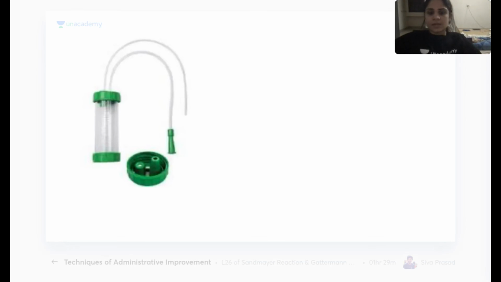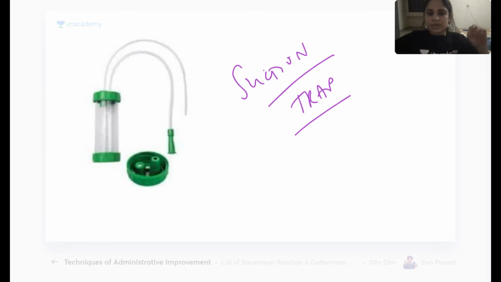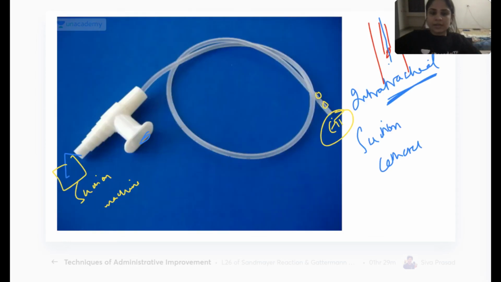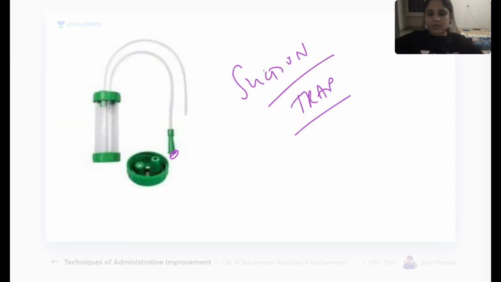Any idea what this is? Okay, this is called the suction trap. Whatever you suck out, this part you will connect to the end of the suction catheter. Whatever you suck out will get collected in this trap, and then you can send it for culture.